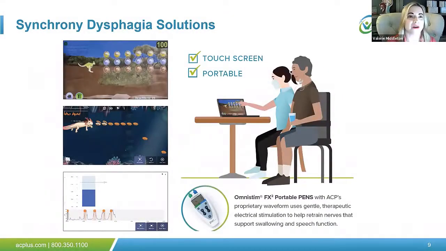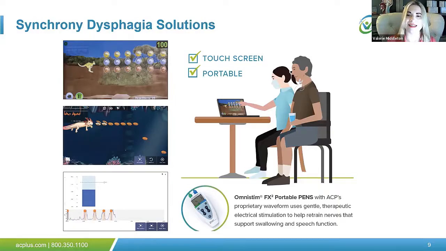For the next few minutes, I'm going to be sharing with you about ACP's Synchrony Dysphagia Solution System. This system is comprised of our OmniSEMG, or surface electromyography biofeedback technology, as well as our OmniStim FX2 portable unit, or patterned electrical neuromuscular stimulation unit. I'm mainly going to be focusing on our SEMG virtual reality biofeedback system during our demo today. But to mention our OmniStim, this is part of the Synchrony Dysphagia Solutions program. And this uses a gentle therapeutic electrical stimulation waveform to help retrain nerves and support swallowing and speech function.